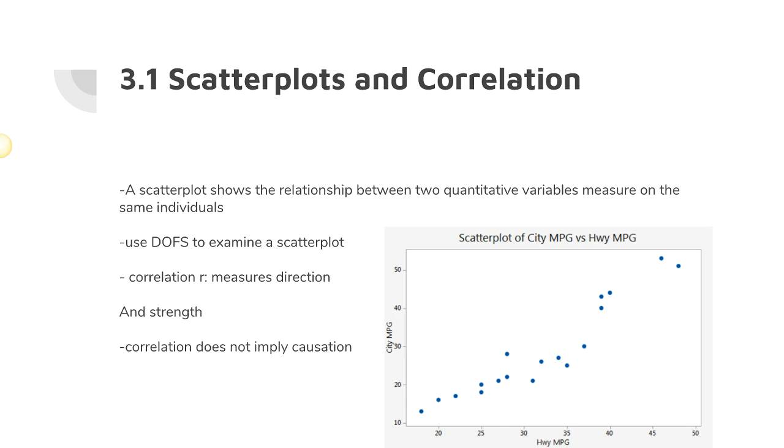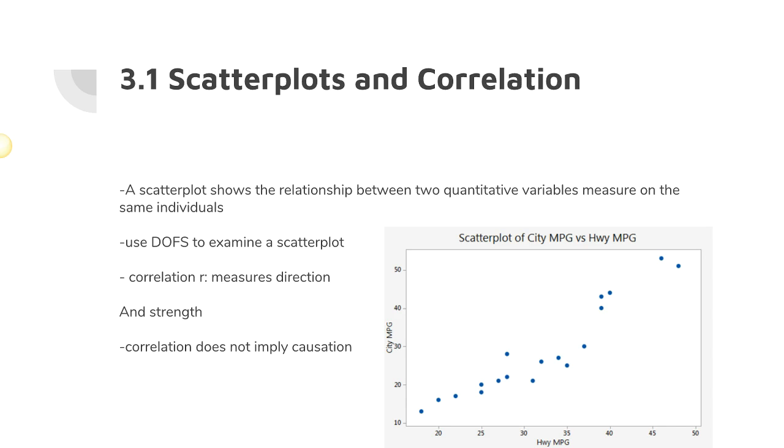All right, first, we're going to have to look at scatter plots and correlation. Before we begin, we got to go over explanatory and response variables. If we have a variable x that might help explain or even predict changes in another variable y, we call that x an explanatory variable and y a response variable. A scatter plot shows the relationship between two quantitative variables measured on the same individuals.